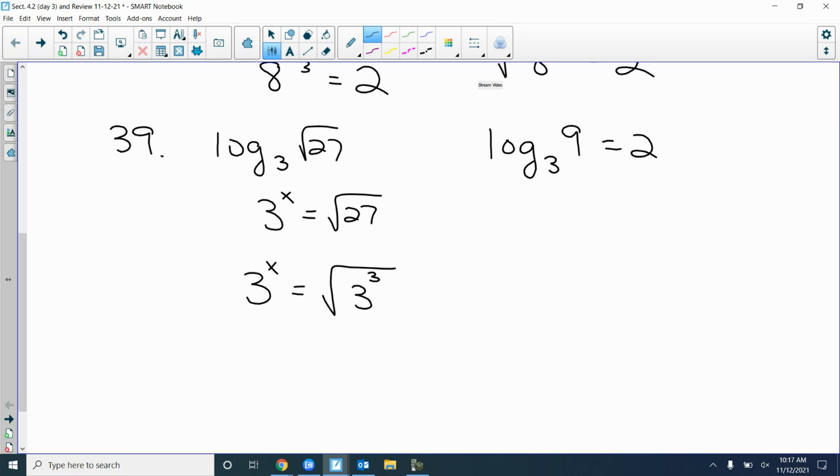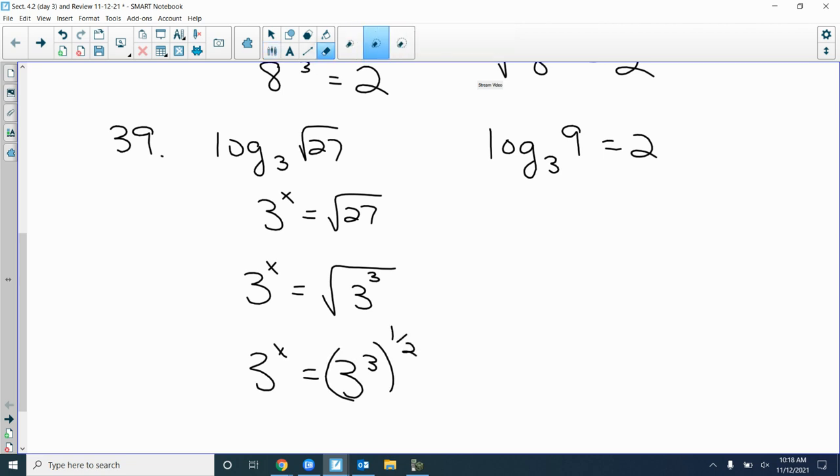All right, now sometimes we want to get rid of the square root. You can get rid of the square root by making it a power. Square root is what power? Second, 1/2. Make it 1/2. Okay, so it's 1/2 power. So I can make this 3 to the x equals 3 cubed to the 1/2 power.